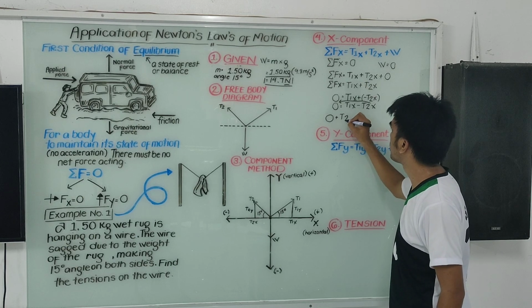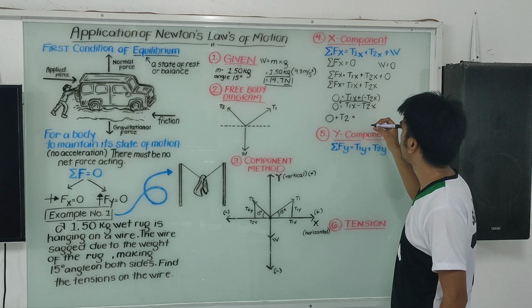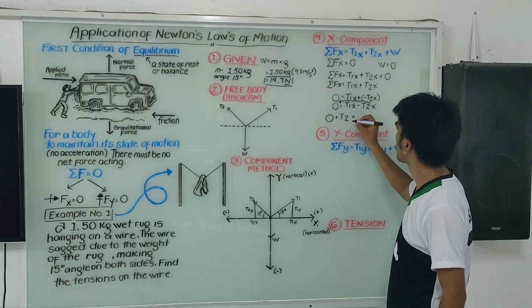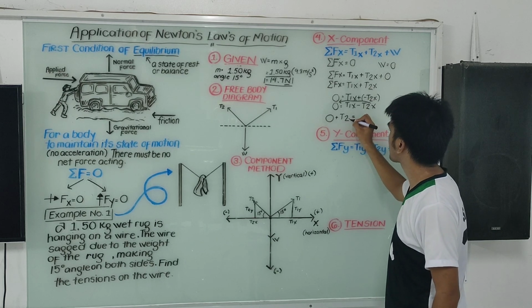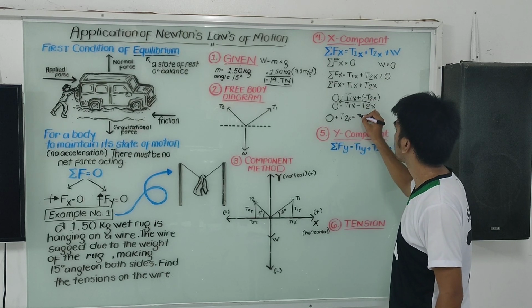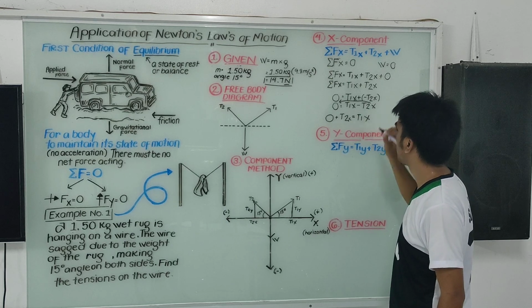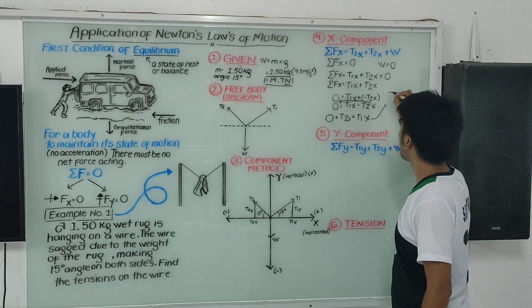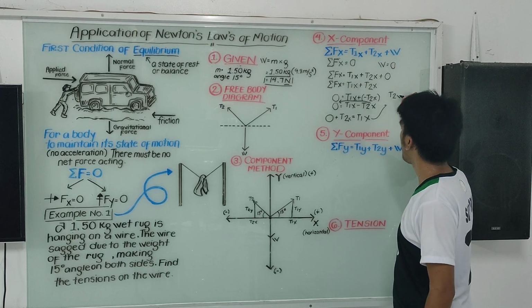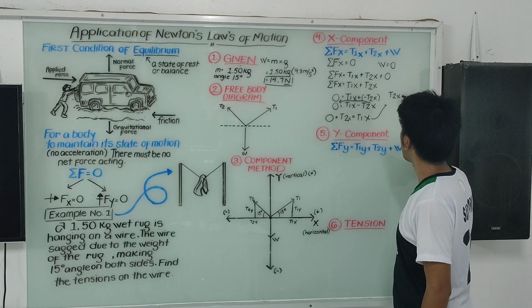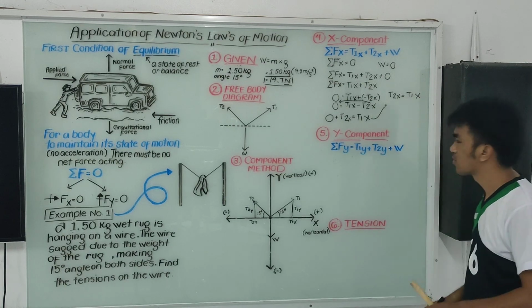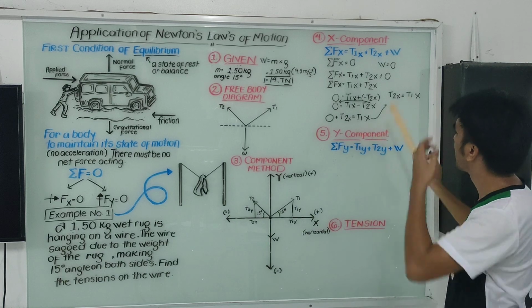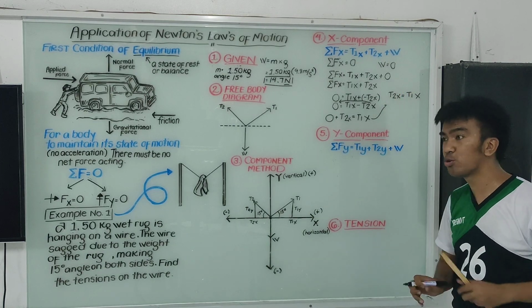T2x is equal to T1x. And then simplify, this will be T2x is equal to T1x. So here we already proved that tension 2 is equal to tension 1.